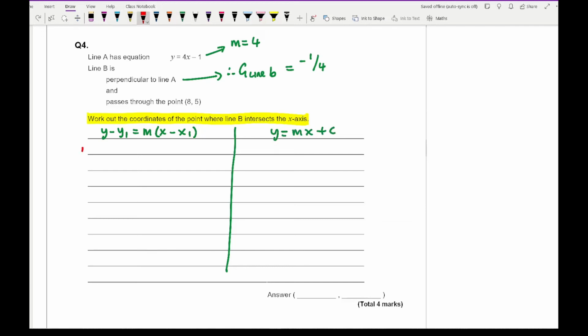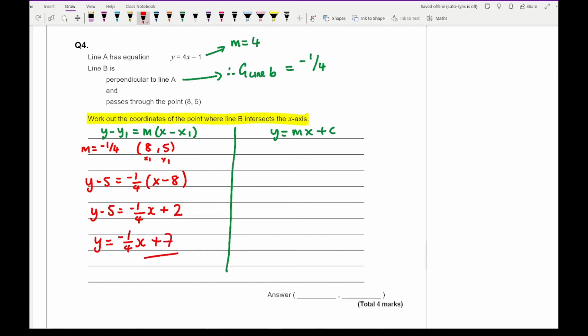So using this method here, I can see that m is minus 1 over 4, and the coordinate I'm going to use is (8, 5). So this is x1, that's y1. Substituting those numbers in, I get y minus 5 equals minus 1 over 4 times (x minus 8). So y minus 5 equals minus 1 over 4 x plus, and then a quarter times 8 is 2, so it's plus 2. Then take the 5 over, so y equals minus a quarter x, add the 5 plus 2, which is plus 7. If I use y equals mx plus c, we should get the same.